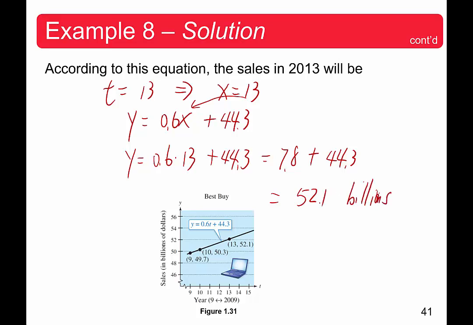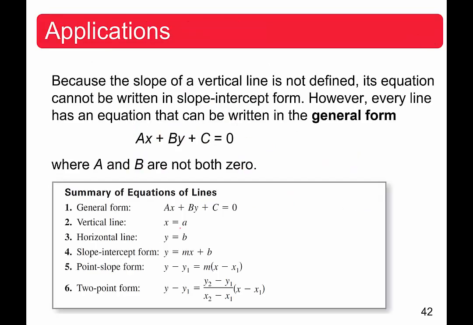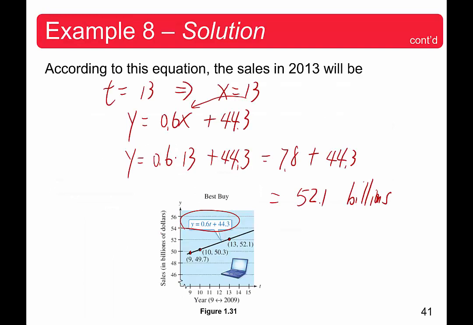That means in 2013, the sales could become 52.1 billion. And if you plot all those 3 points on the Cartesian system and connect them, you get this linear equation here. In terms of the graph, it will be a straight line. And that's how we utilize the linear equation or linear model to solve a real world problem in the business sector.